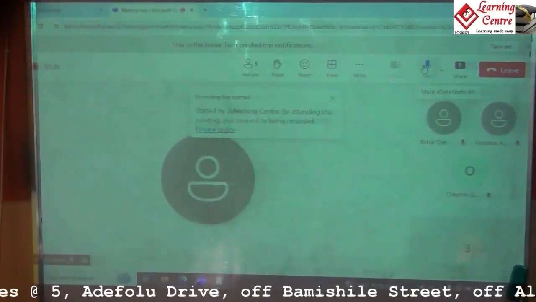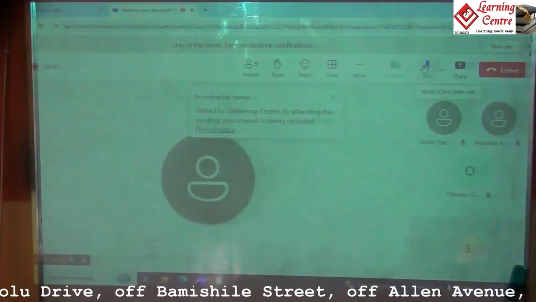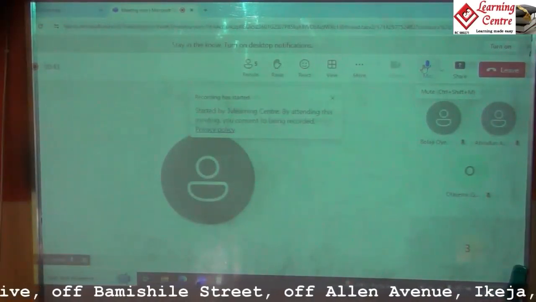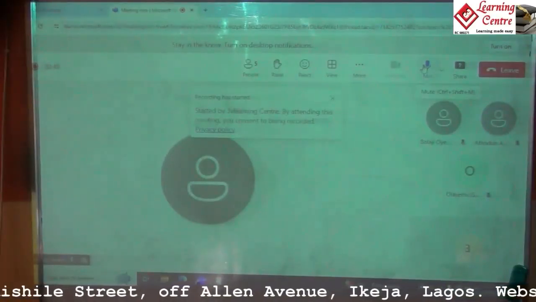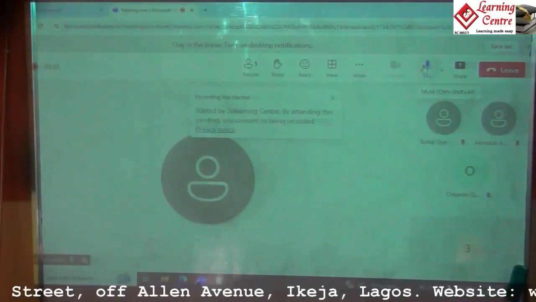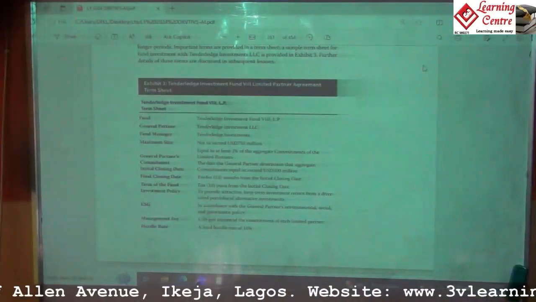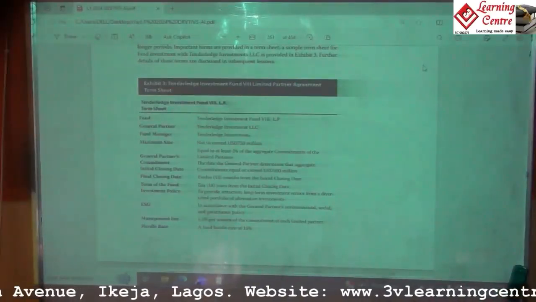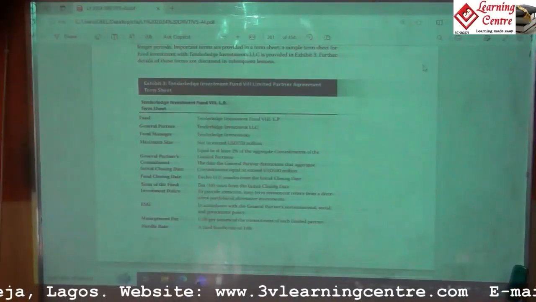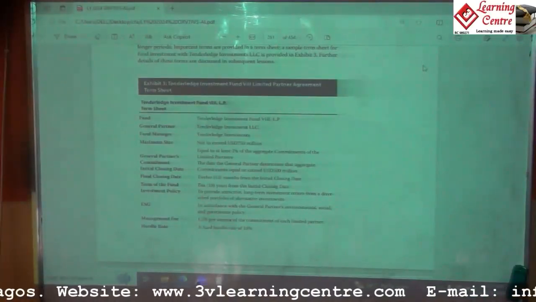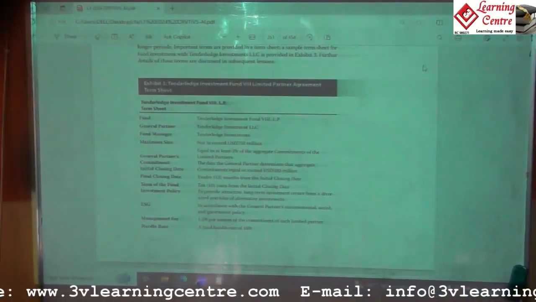So let's go. Compensation structure, please. Everybody hold your pen and let's write. Compensation structure. One of them is management fee. So the general partner typically receives a management fee based on assets under management. Assets under management is the total amount you have received.